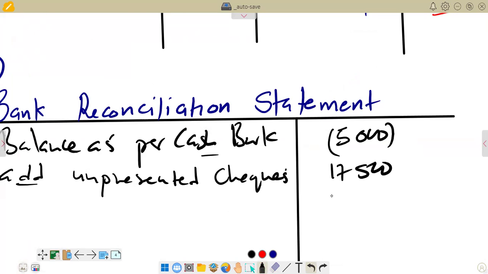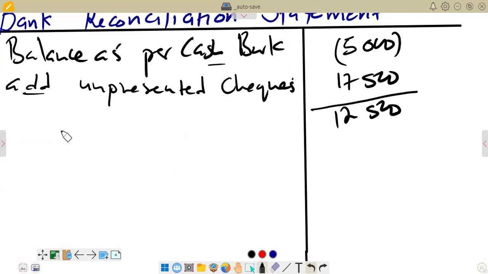So we are going to say 17,500. And then let's try to add the two and see what we get, which is negative 5,000 plus 17,500. We're going to get 12,500 as a positive. So here we've got 12,500. Then after that, that's when we are going to say less uncredited checks.